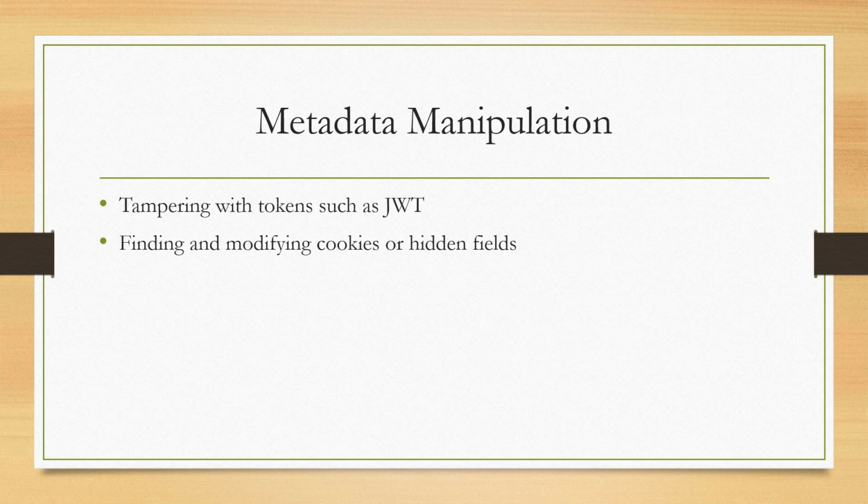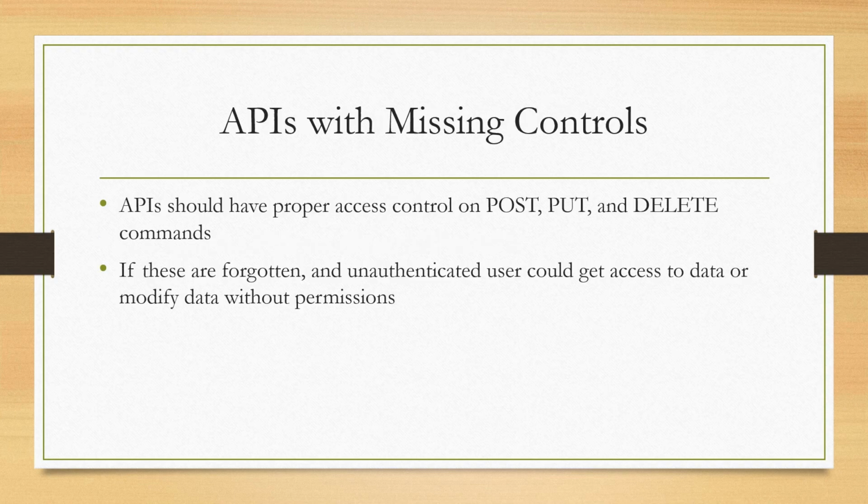So different metadata things like web tokens or cookies can often be manipulated to try to find an escalation of privilege. It typically involves things like changing a role to admin, for instance, which will allow you to impersonate an administrator without actually being an administrator, and that would be through metadata manipulation.